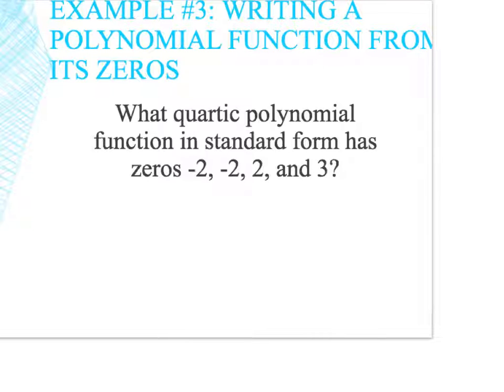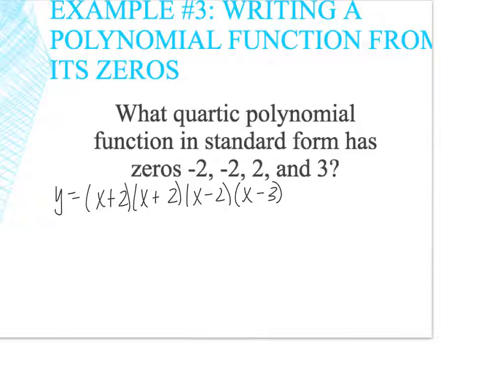If negative 2 is a zero, then the factor is its opposite, so it'll be x plus 2. Again, we already have another negative 2, so again that's going to be x plus 2. The zero that is 2 is going to make that x minus 2. And the last one that is 3 is going to make that x minus 3.